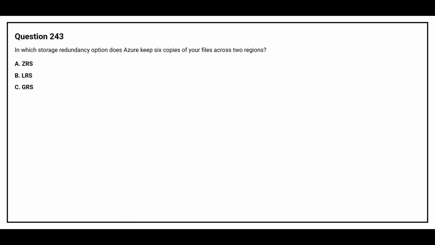Question number 243. In which storage redundancy option does Azure keep 6 copies of your files across 2 regions? Option A, ZRS. Option B, LRS. Option C, GRS. The correct answer is Option C, GRS.